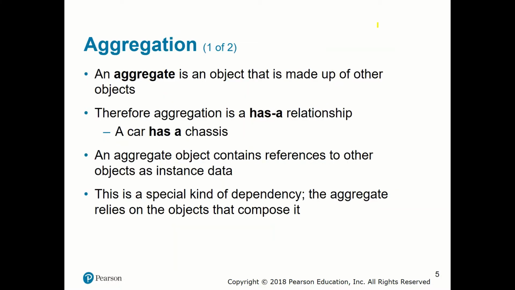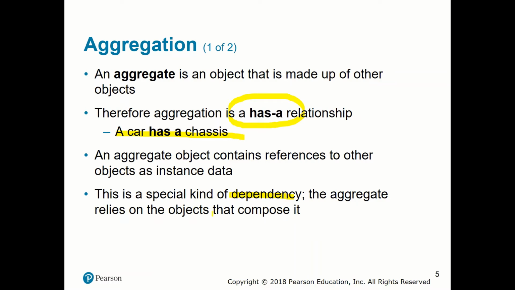Now aggregation. An aggregate is an object that is made up of other objects. So a class has another object as its attribute. Therefore aggregation is a has-a relationship, like a car has a chassis. An aggregate object contains references to other objects as instance data. You will understand it easily if you see the code. This is a special kind of dependency. The aggregate relies on the objects that compose it.